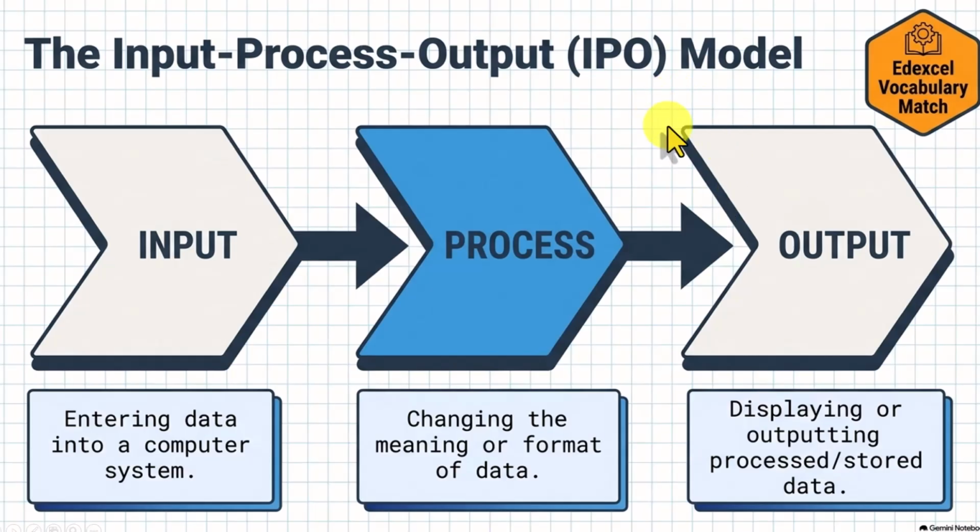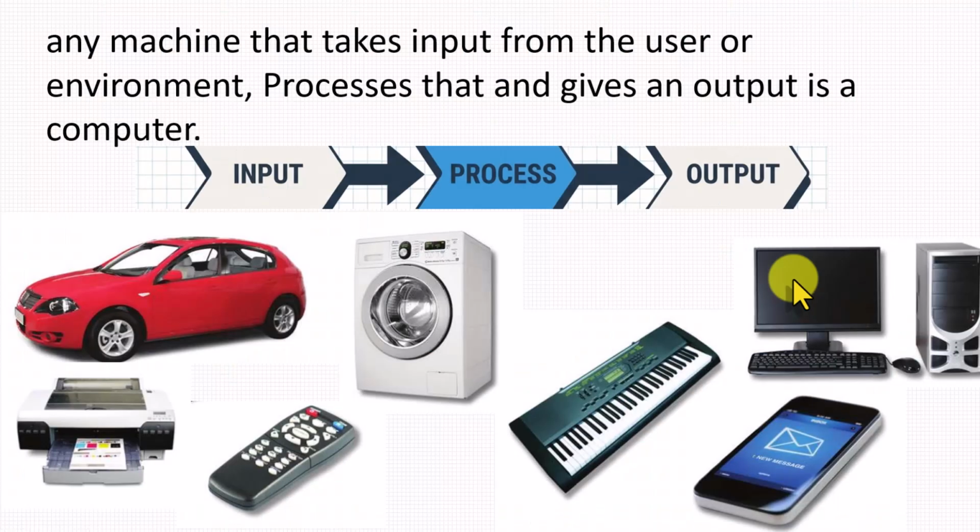The IPO model simply says that every computer operation must have these three parts. Every computer takes an input, processes the data, and gives an output. Input is entering data into a computer system. Process is changing the meaning or format of the data. Output is displaying or outputting processed or stored data to the user.